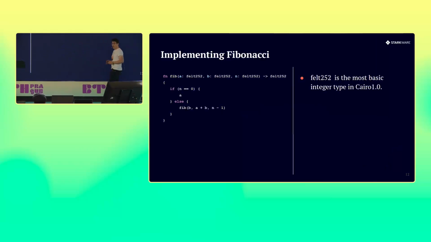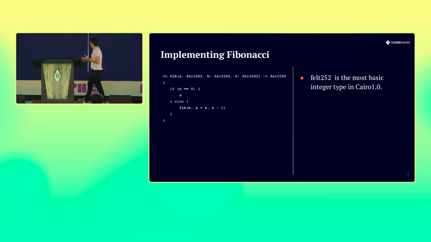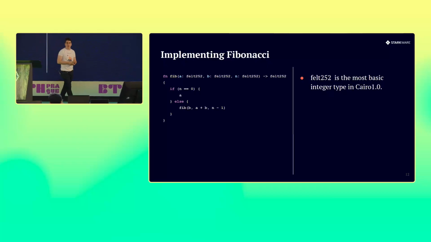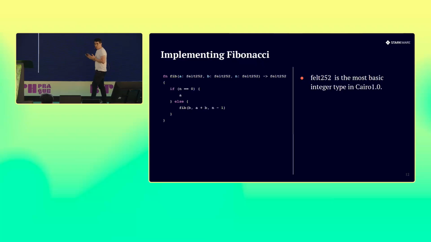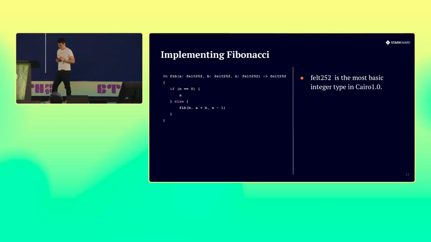So, I'm going to show you a lot, and you'll get tired of it, implementations of the Fibonacci function. Let's start with the first one. In here we have a really regular implementation of the Fibonacci function. Just if we are at the end, return A, otherwise do it recursively. Why do I show you this? You can see that we have this weird type we call felt252.